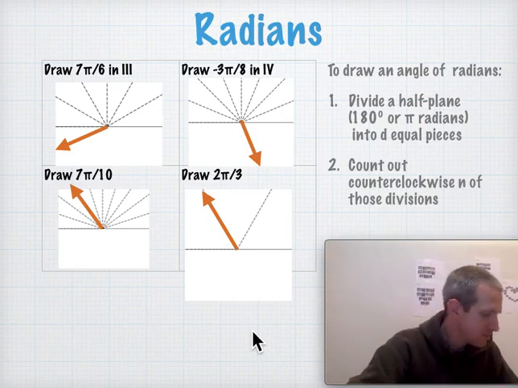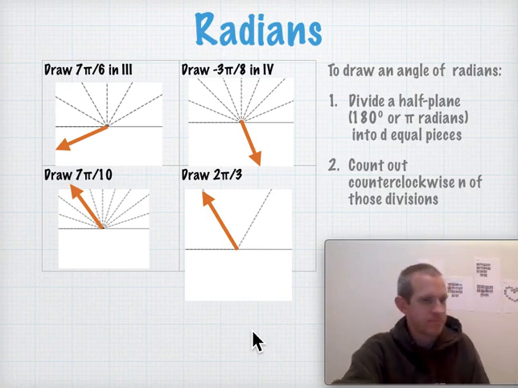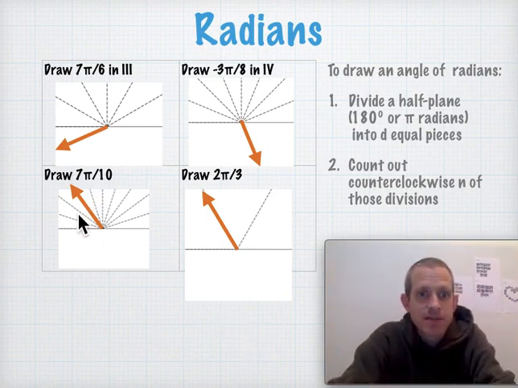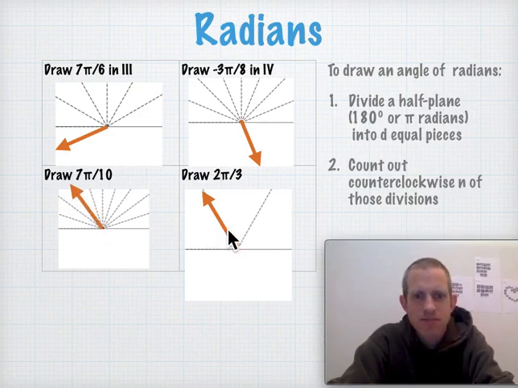All right, I hope you were able to find 7 pi tenths over here in quadrant 2, and 2 pi thirds is almost the same thing. This is just a little bit more than 2 pi thirds, but anyhow.